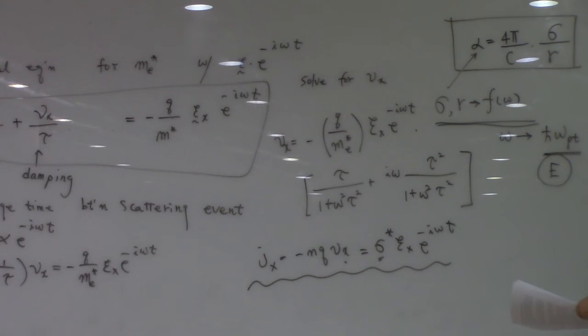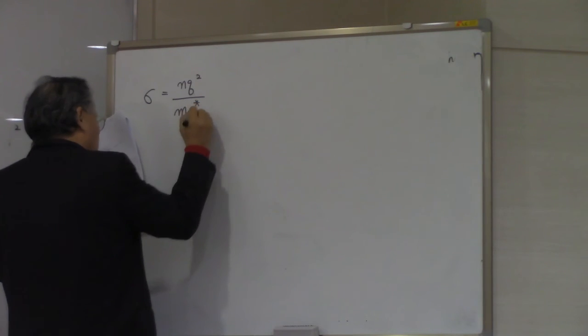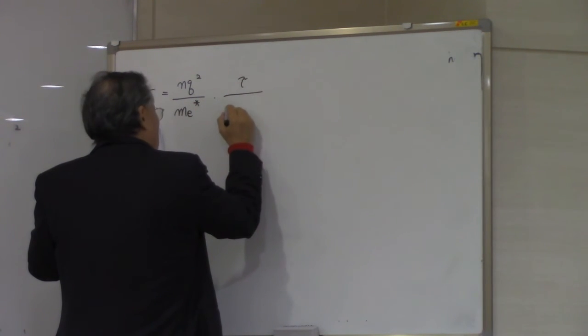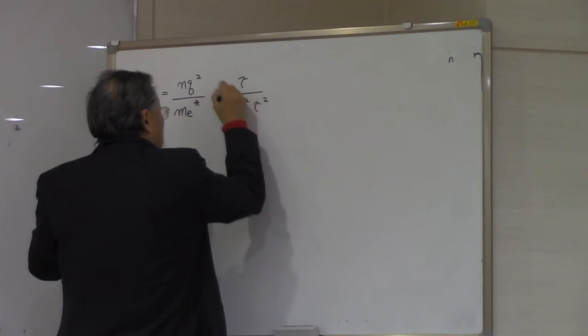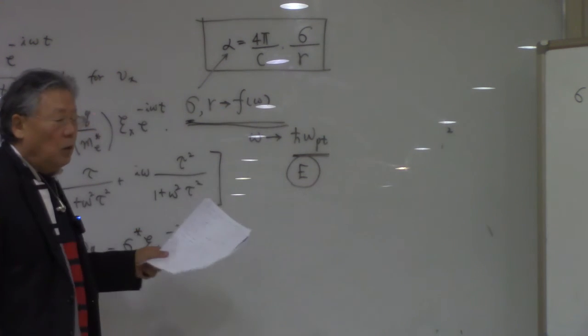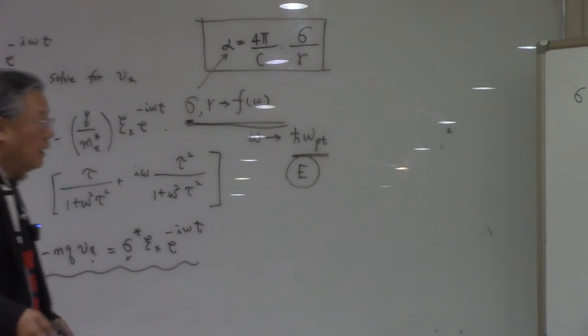Then you end up with sigma equal to n q square over me star times tau over 1 plus omega square tau square. This equation is beautiful. It just shows us how the conductivity of the material is going to be changed with the frequency of the light. Okay? In other words, with the energy of the light.